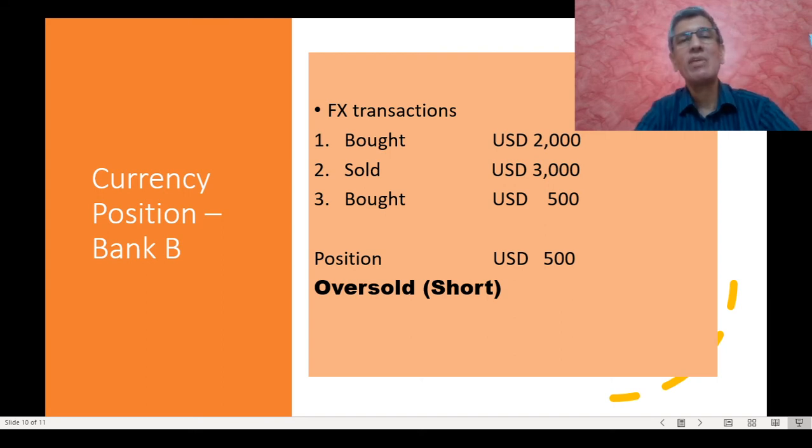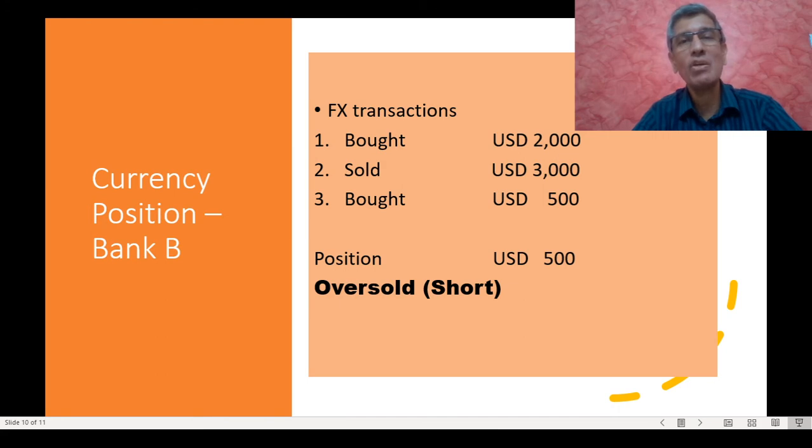Let's take another set of transactions, this time of a bank B, which we had seen in one of our sessions. Let's look at those transactions. So first, assume that the bank bought 2,000 US dollars. Subsequently, it sold 3,000 US dollars. The third transaction that it undertook was a buy transaction, a purchase transaction of US dollars 500. So it has bought a total of 2,500 US dollars and sold 3,000 US dollars, which means that at the end of these three transactions, the bank holds an oversold position of 500 US dollars or short position, and this position exposes the bank to foreign exchange risk.